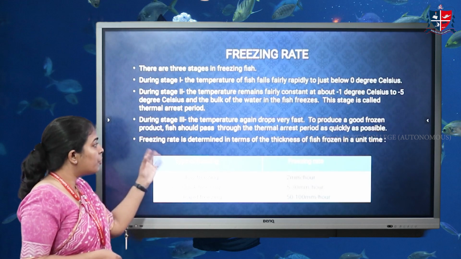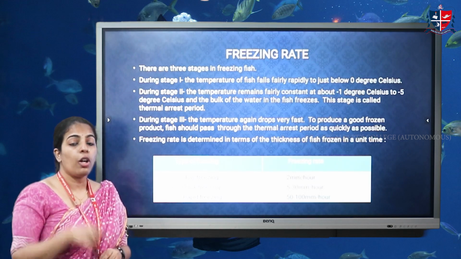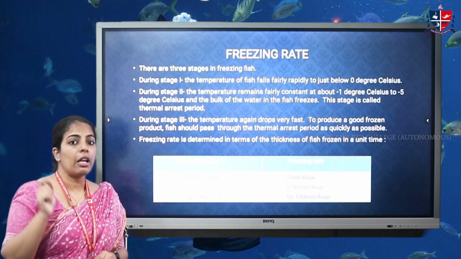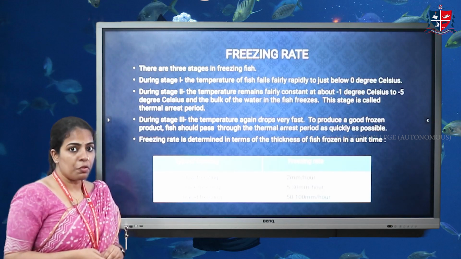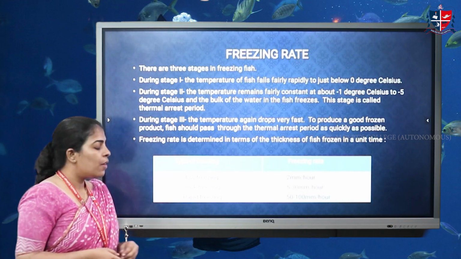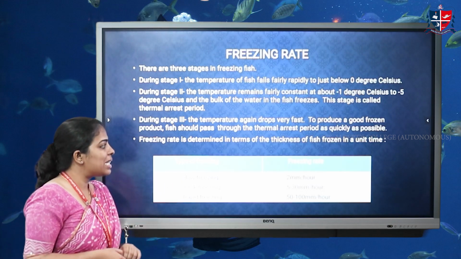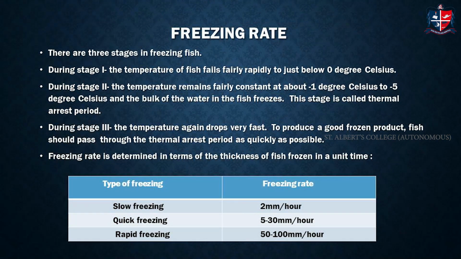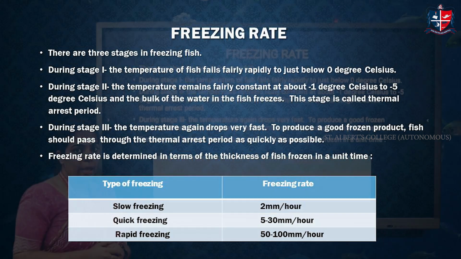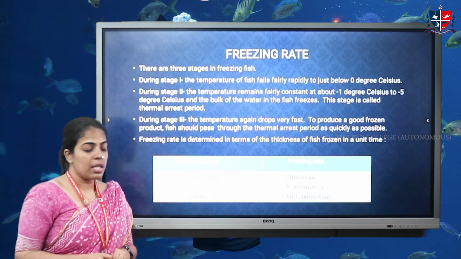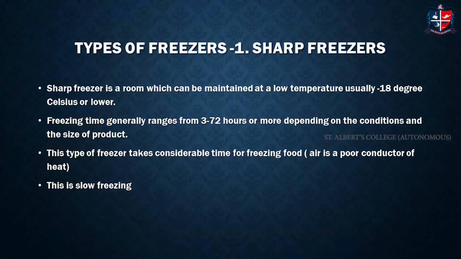Now, focusing on the freezing rate, it is determined by the thickness of the fish flesh, and it is different in three different types of freezing. For example, the freezing rate is measured in millimeters per hour. Slow freezing takes 2 mm per hour, quick freezing takes 5 to 30 mm per hour, and rapid freezing takes 50 to 100 mm per hour.